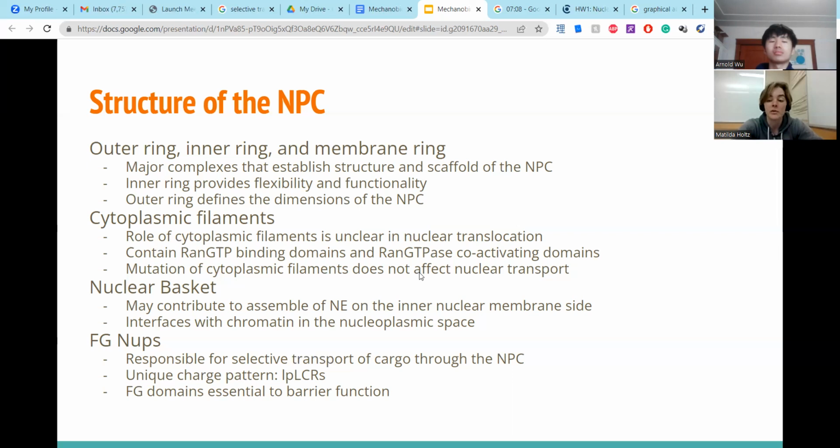The FG nups are intrinsically disordered proteins extending into the central channel of the NPC, with characteristic repeats of phenylalanine and glycine. Interactions between these IDPs likely dictate selective transport through the NPC.